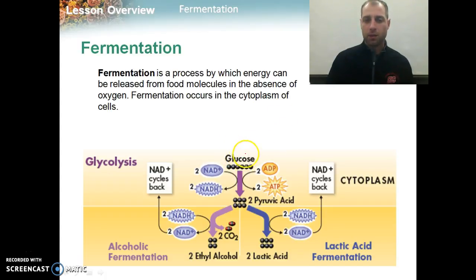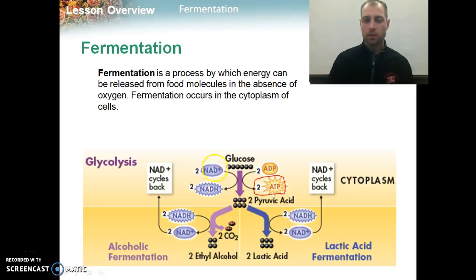Fermentation always begins with glycolysis. And remember, in glycolysis, we're taking our sugar molecule or our glucose molecule and we're producing two pyruvic acid molecules. During this process, we're making two ATP molecules. This is all of the energy that will be produced during anaerobic respiration.